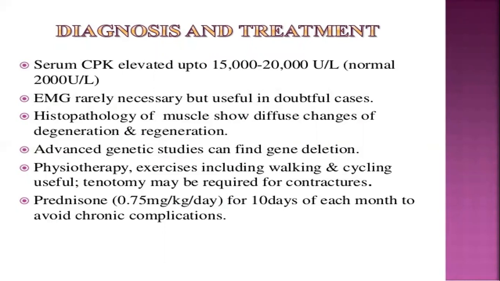Diagnosis and treatment. The muscle enzyme serum CPK is elevated up to 15 to 20,000, whereas normal is up to 2,000. EMG is rarely necessary, but useful in doubtful cases. Histopathology of muscle shows diffuse changes of degeneration and some degree of regeneration. Advanced genetic studies can find gene deletion. Physiotherapy exercises including walking and cycling are useful. Therapy may be required for contractures. Steroids for 10 days of each month to avoid chronic complications.